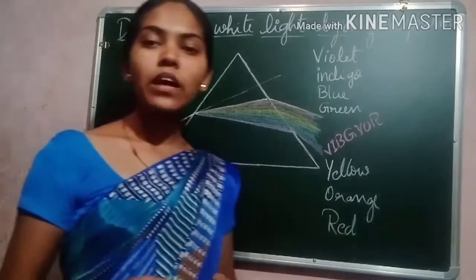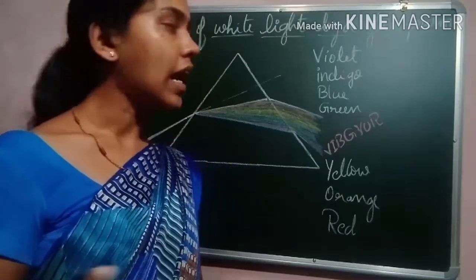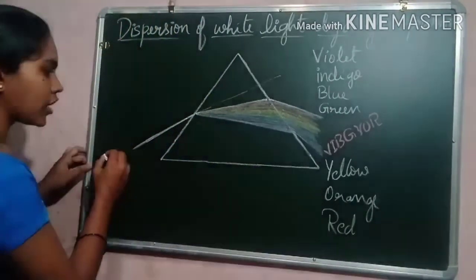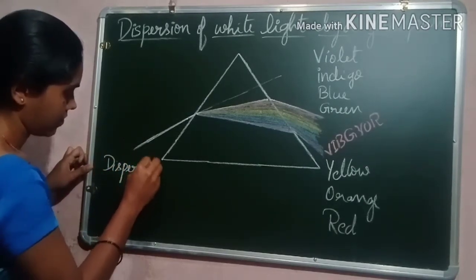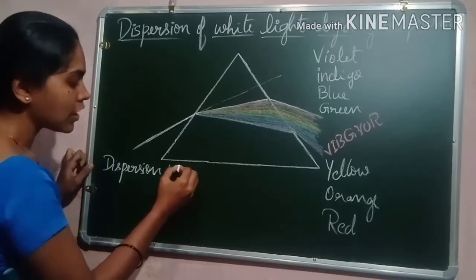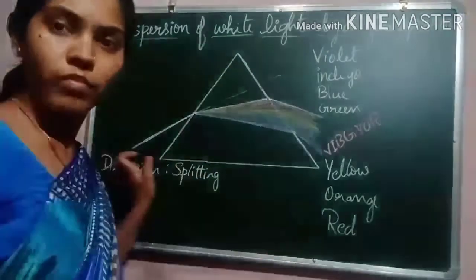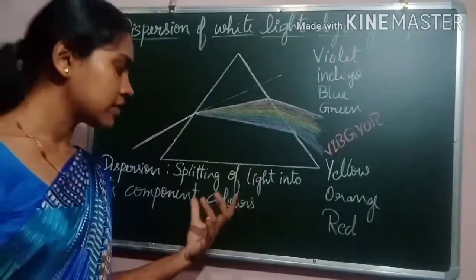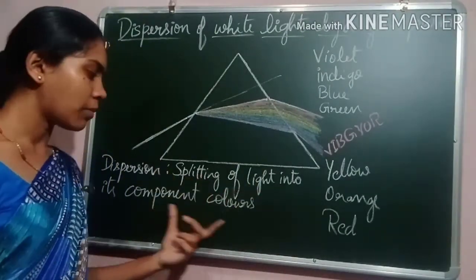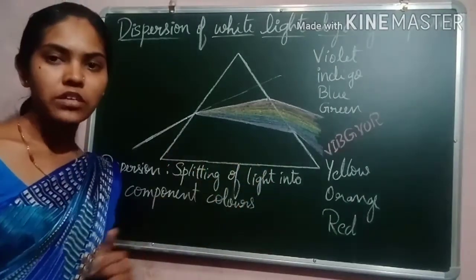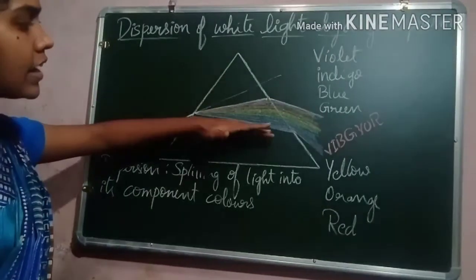So the splitting of light into its component colors is known as dispersion. What do you mean by dispersion? It's a phenomenon: splitting of light into its component colors is known as dispersion of light.